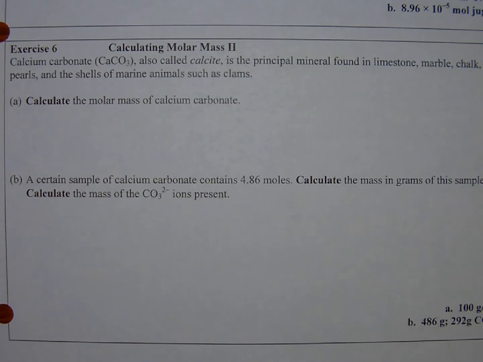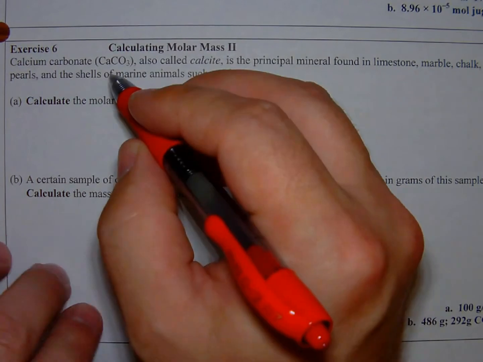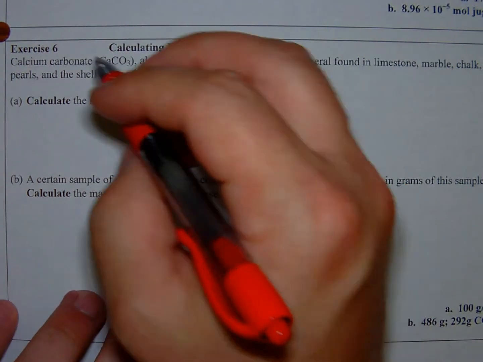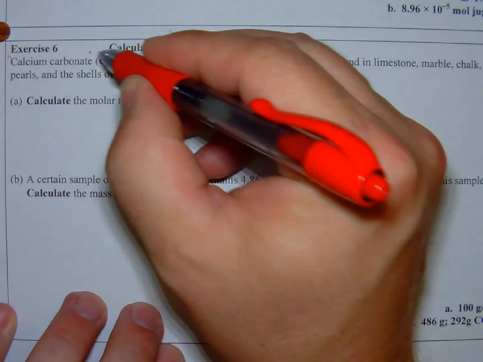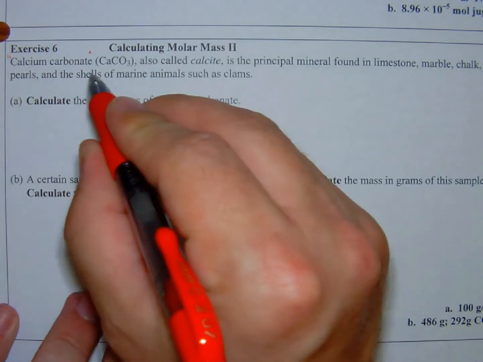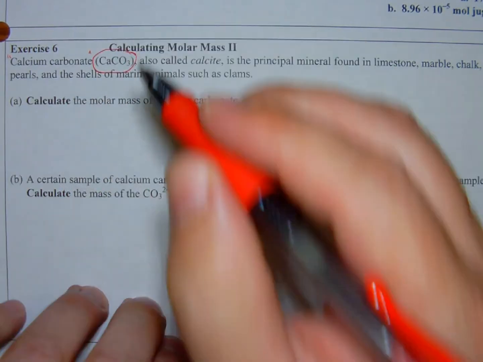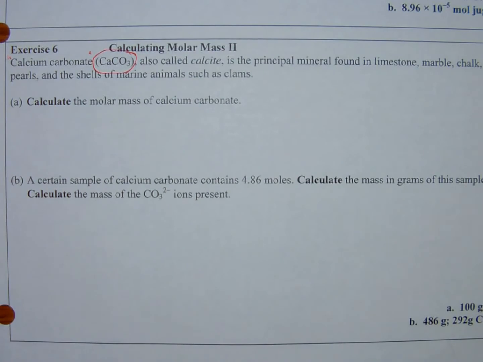Exercise 6, our second exercise, calculating molar mass. Calcium carbonate. Again, this is the name of something. It's called this. You may think, oh, I have to know what that is. No, you don't. The vast majority of AP problems will name something and then give you the formula.